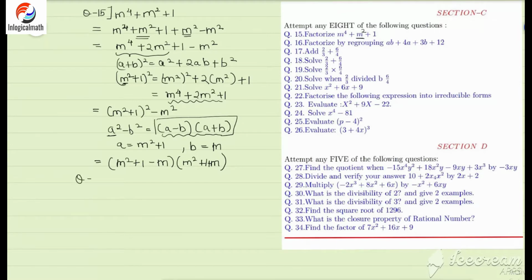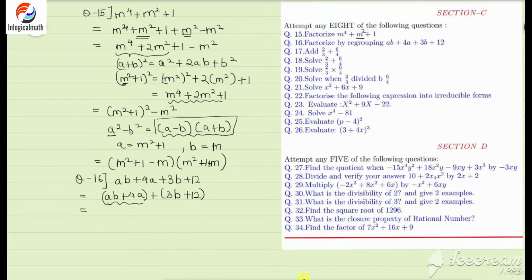Now we will go for question number 16: factorize by regrouping. What they have given us is ab plus 4a plus 3b plus 12 equals 0. They told us to factorize it by regrouping. So do one thing: put ab plus 4a inside one bracket and 3b plus 12 in another bracket.